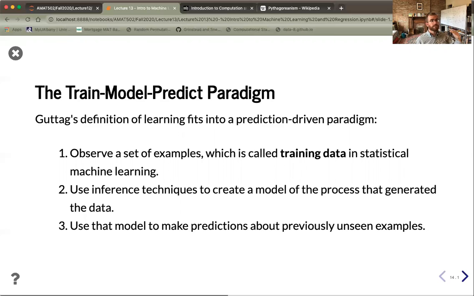So we first train, and given that data, we select a model. We believe this is the model that generated the data that we trained on. And then once we have adopted a model, we can try to make predictions so that we can predict what new data or what new instances might produce. So learning in statistical machine learning is about training, it's about modeling, and it's about predicting. So let's see how we can do that.